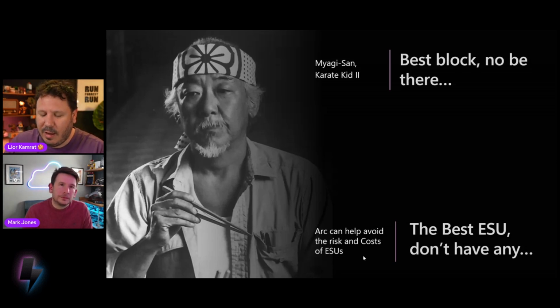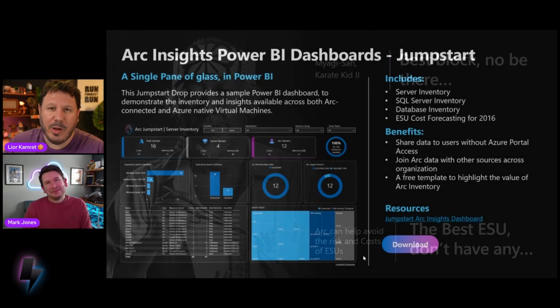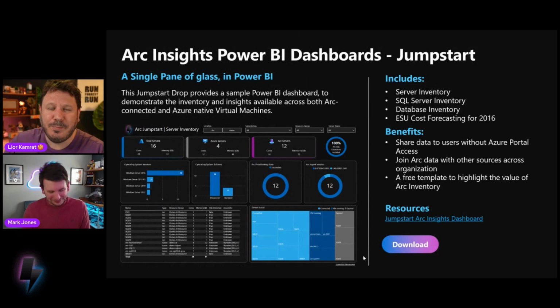And I think that's one of the biggest problems that we've been seeing with customers and partners and the community around the insights: how do you actually take advantage of that huge benefit that we offer customers in the context of Arc-enabled servers and extended security updates. So Mark, I think it's time for you to really show me the magic and tell us how we actually use it.